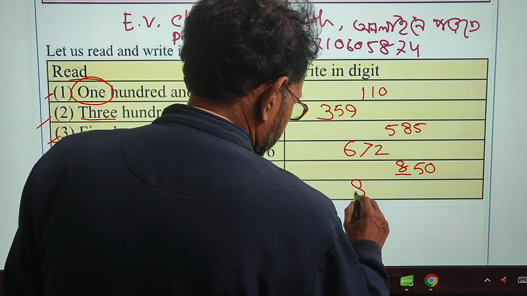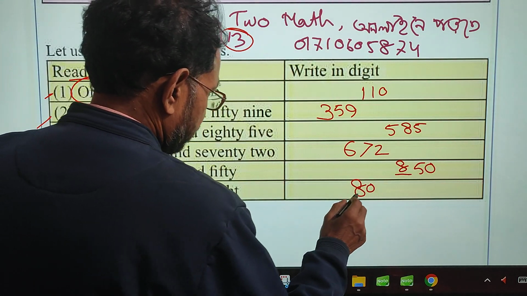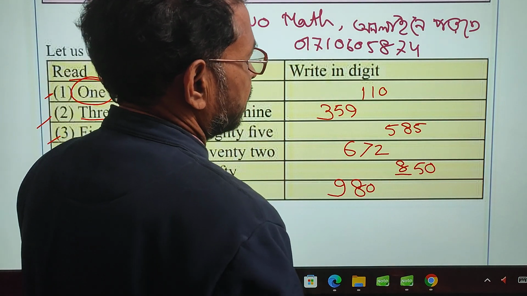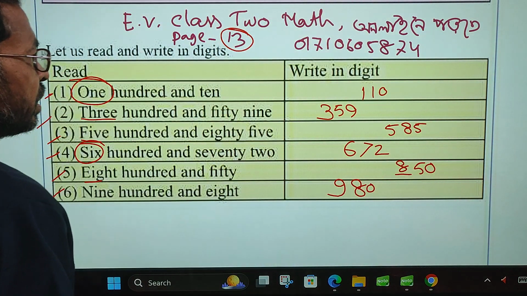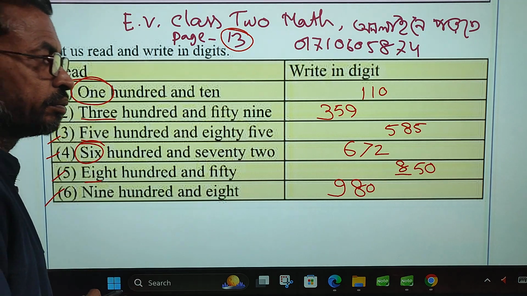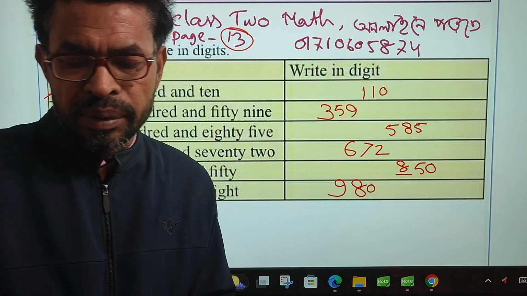First 80 and then 980. Okay, like this way you can solve this problem very easily and without making any mistake.